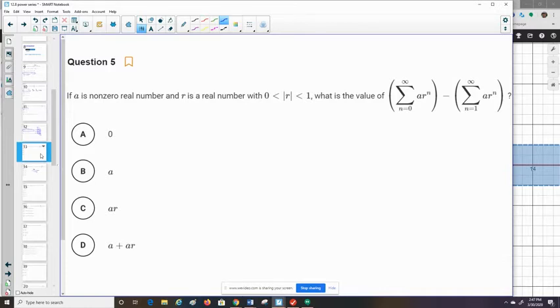Question number 5. A is a non-zero real number. R is a real number between 0 and 1. This is feeling like a geometric series. These look like geometric series. In fact, they look exactly the same, except one of them starts at 0, the other one starts at 1. So the only difference between these two is that 0th term. So n equals 0, plug that in here, a times r to the 0 power, that's a times 1. That's a. The only difference between these two is the first term of one of the series, which is a.